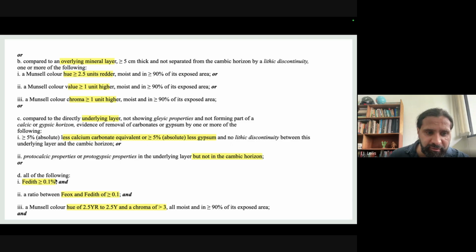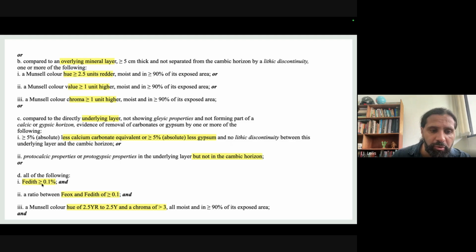And these criteria, the letter D, I need to fit all. Content of iron extracted by dithionite equal to or higher than 0.1, showing that you have at least a very low concentration of iron oxides in the soil. A ratio between iron extracted by oxalate and iron extracted by dithionite equal to or higher than 0.1, okay?